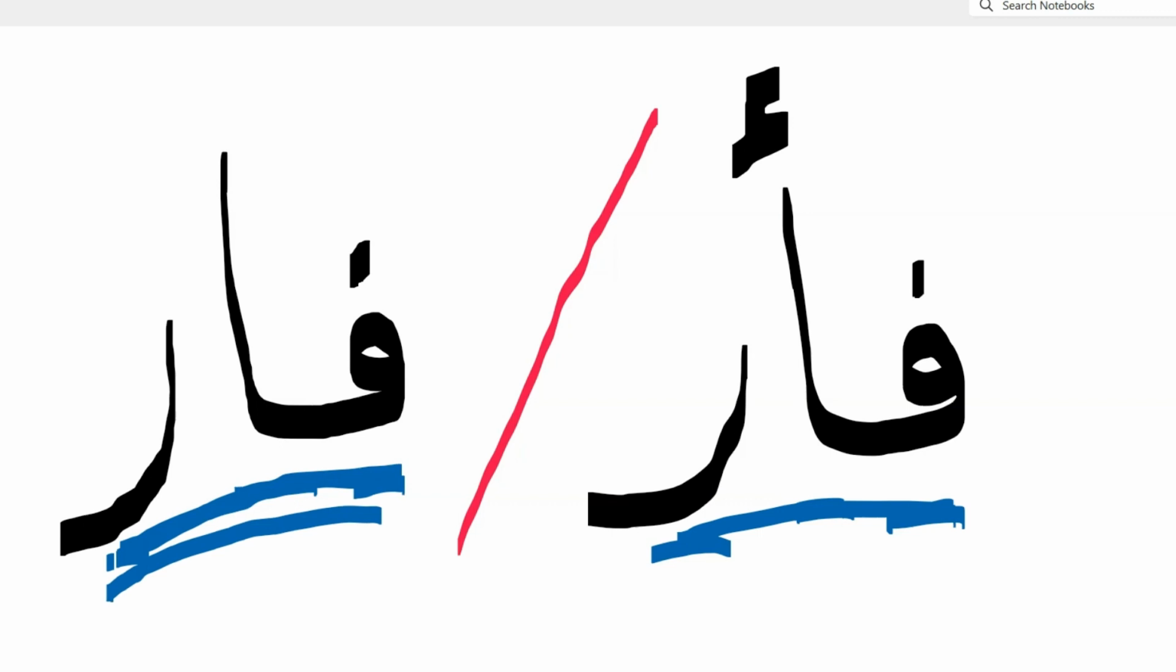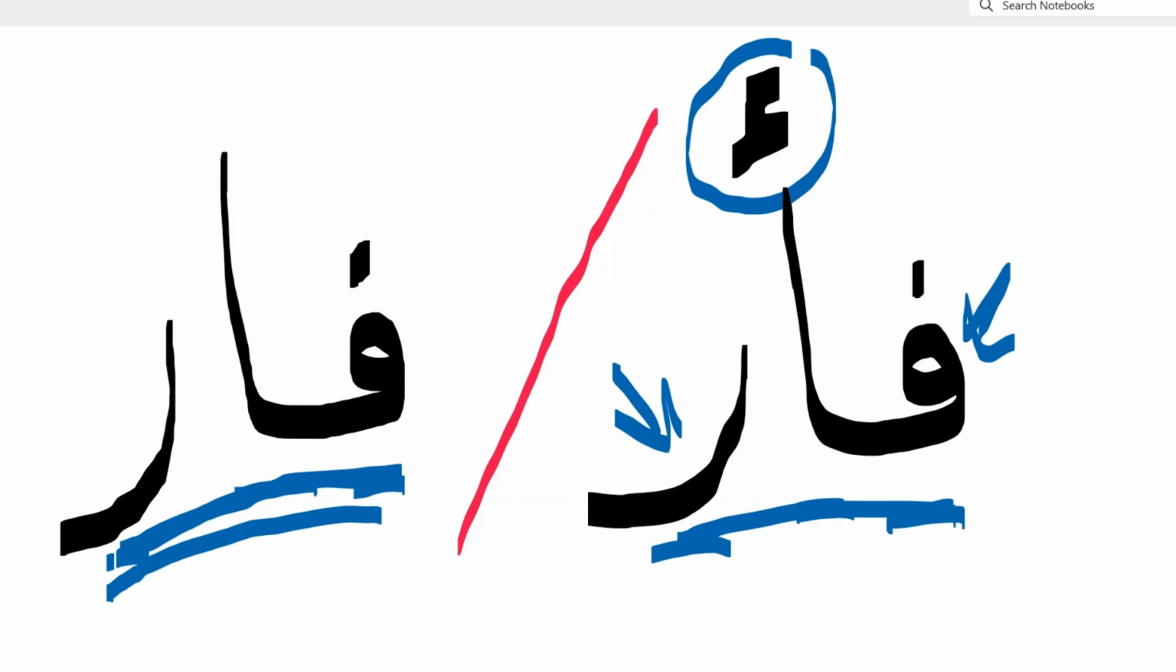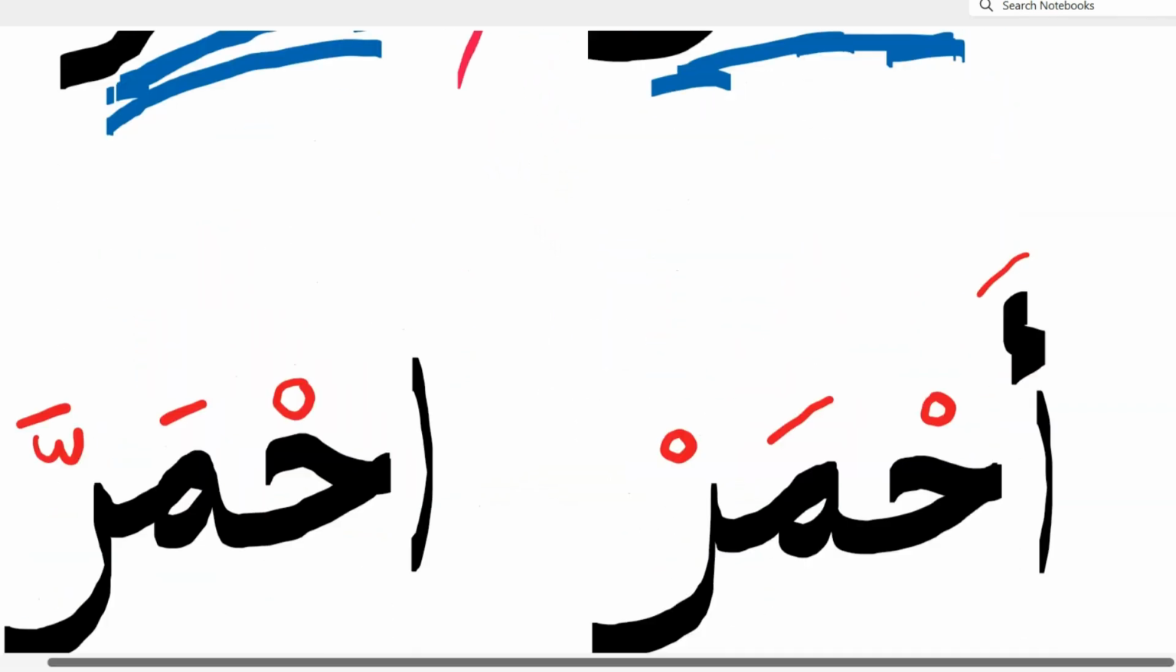Can you hear the difference? The first one, the hamza, is like disconnecting the first letter from the last one. There is no continuity. But the second word, this alif right here, is connecting the first letter with the second. So there's one sound, one breath, a continuous one. Listen again. The first word is far. The second word is far. I hope it's clear right now.